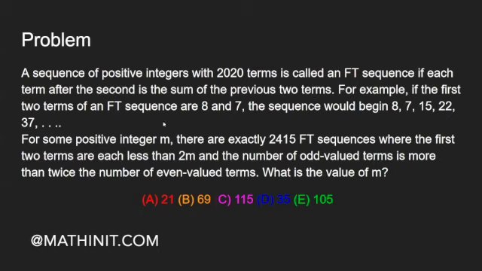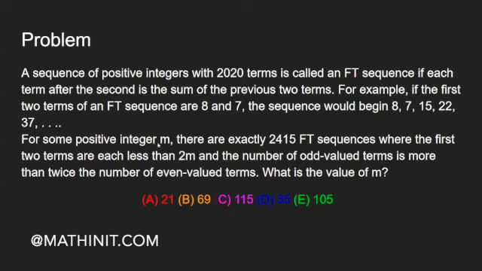So, for example, if the first two terms were 8 and 7, then they'd be 8, 7, 15, which is the sum of 8 and 7, then 22, which is the sum of 7 and 15, and then so on.